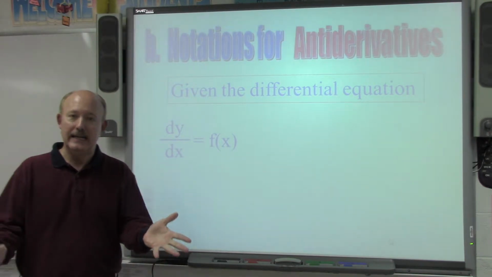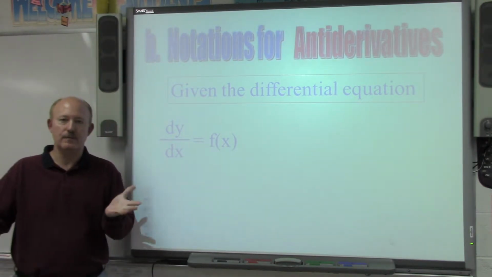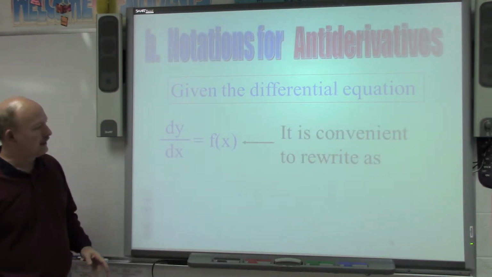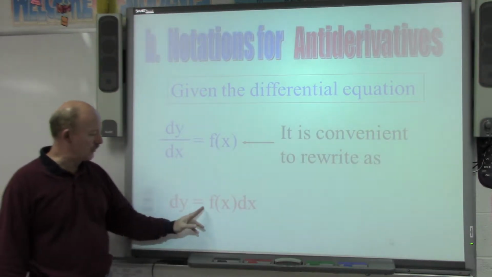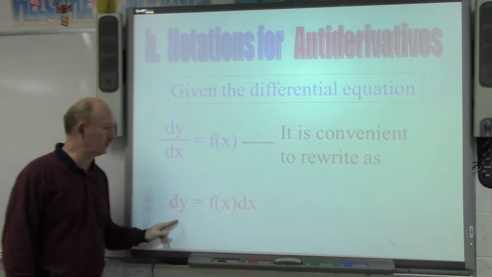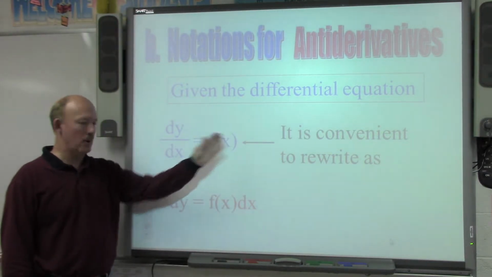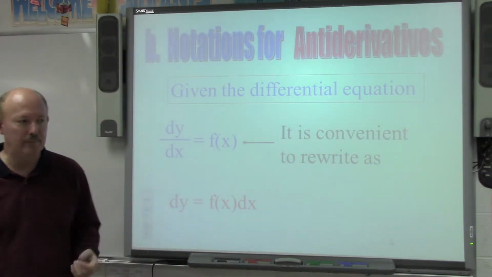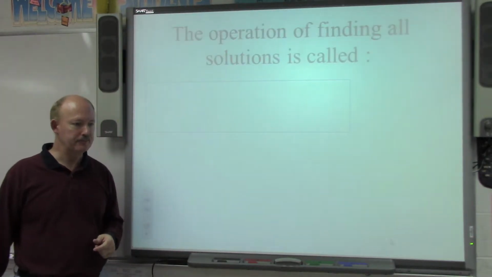But sometimes it's convenient to think of it as division, as a fraction. So typically with a differential equation here, it's convenient to rewrite this as dy equals f of x times dx. So you can treat it like it's a division and multiply dx to both sides, even though it's not really division. Sometimes it's convenient to rewrite it like that.